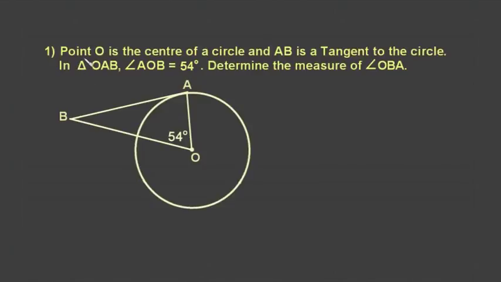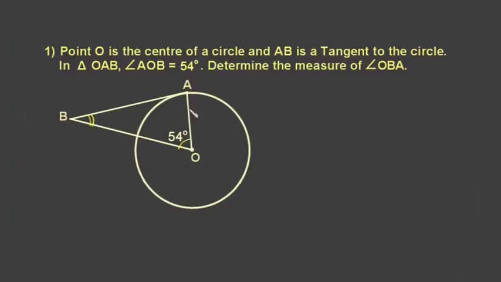This question says point O is the center of a circle and AB is a tangent to the circle. In triangle OAB, the measure of angle AOB is 54 degrees. Determine the measure of angle OBA. We need to find the measure of this angle here.